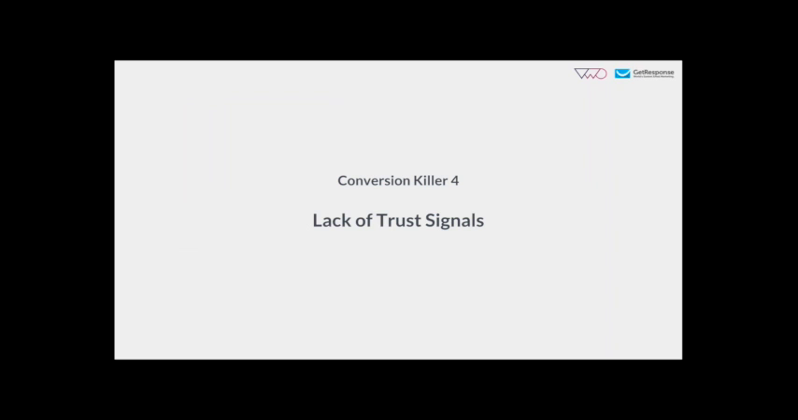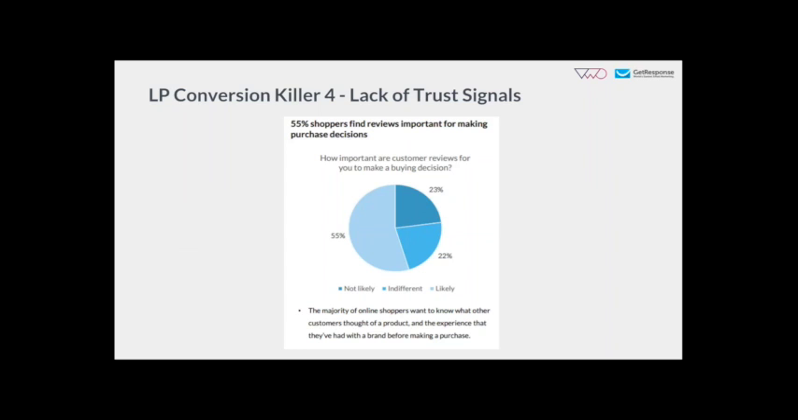So yeah, conversion killer number 4, a lack of trust signals. Here's research that we conducted back in 2014, and this was primarily aimed towards an e-commerce consumer, someone who buys online. In that research, we found out that 55% of shoppers actually find reviews important for making purchase decisions. In fact, this was the only criteria that in most cases came out. More than 50% of people actually looked at reviews.